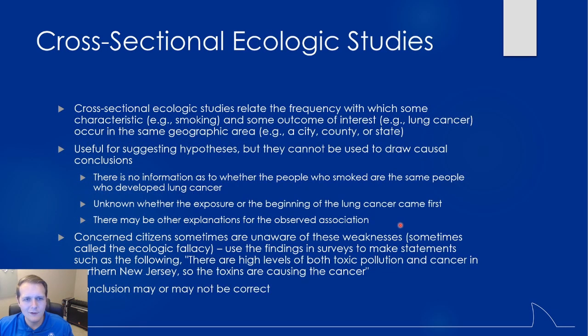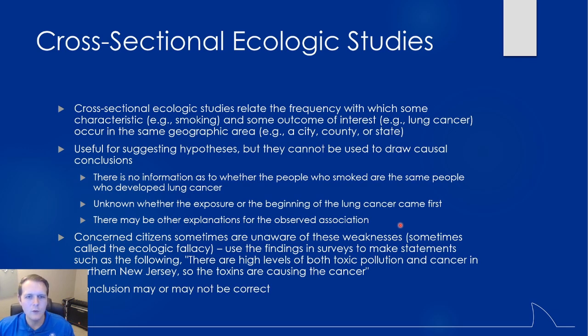Next up, we have a cross-sectional ecologic study, and this is going to be a little bit more specific to where we're looking at relating frequency of some sort of characteristic with an outcome of interest. So kind of getting a little bit more specific, and generally they're going to relate that back to a specific geographic area. So say, for instance, we're looking at smoking and the outcome of lung cancer, and we wanted to, say, look at the state of Florida, right?